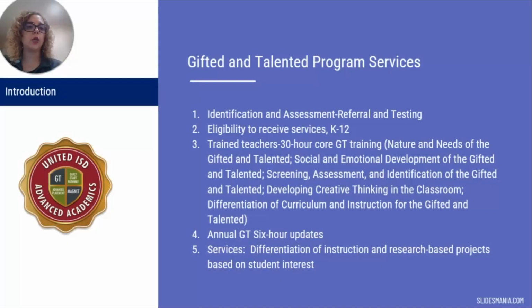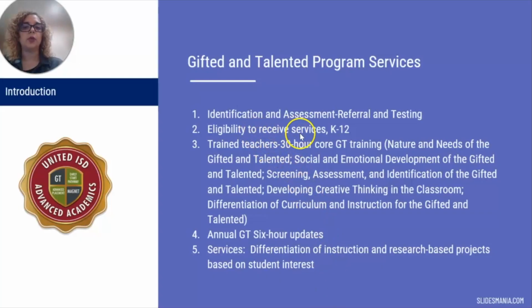As we continue with our Gifted and Talented Program services, first of all, we have the identification and assessment referral and testing, and that is done at the beginning of the school year. Students are referred either by themselves, by their parents, by teachers, or by anybody in the community, and they go through the GT identification process and assessment referral and testing. Then there's the eligibility to receive the services from kinder through 12. In kinder, once students are identified gifted and talented, they receive their services immediately. In 1st through 12th grade, the process takes a little bit longer, and the students will receive the services the upcoming school year.